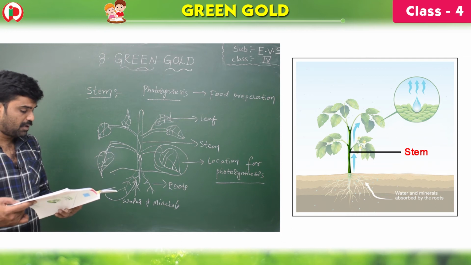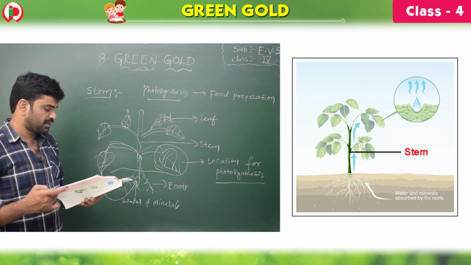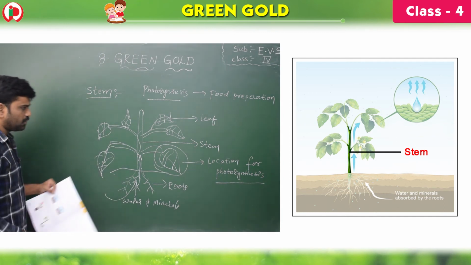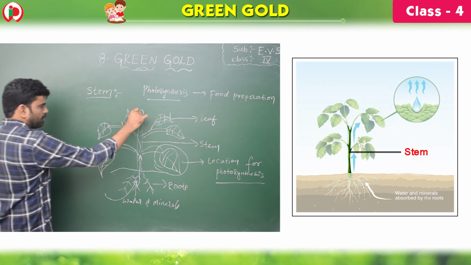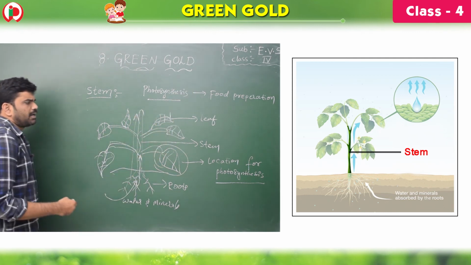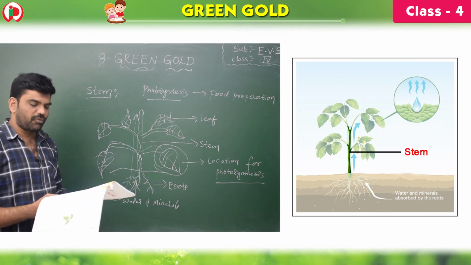Stem grows upwards, allowing leaves at the bottom of the plant to reach sunlight for food production. See, children, stem grows upwards, allowing leaves at the bottom of the plant. So this stem grows upwards. So this is upwards, children. The stem grows upwards. It allows the leaves to reach sunlight for food production.